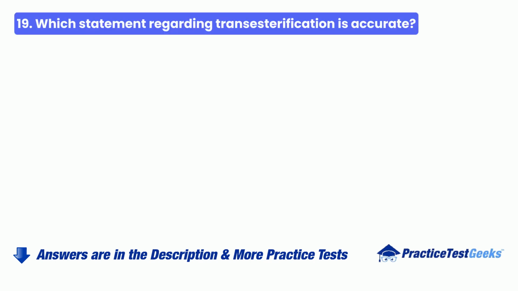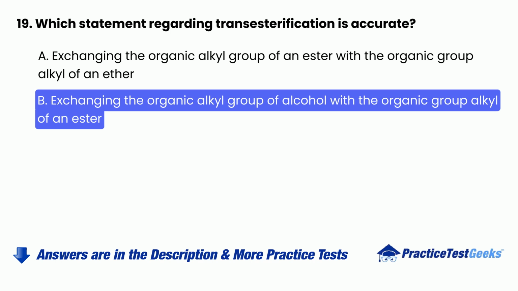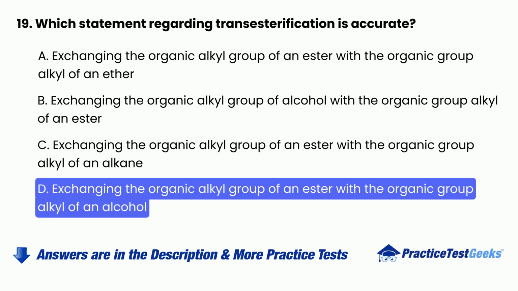19. Which statement regarding transesterification is accurate? A. Exchanging the organic alkyl group of an ester with the organic alkyl group of an ether. B. Exchanging the organic alkyl group of an alcohol with the organic alkyl group of an ester. C. Exchanging the organic alkyl group of an ester with the organic alkyl group of an alkane. D. Exchanging the organic alkyl group of an ester with the organic alkyl group of an alcohol.